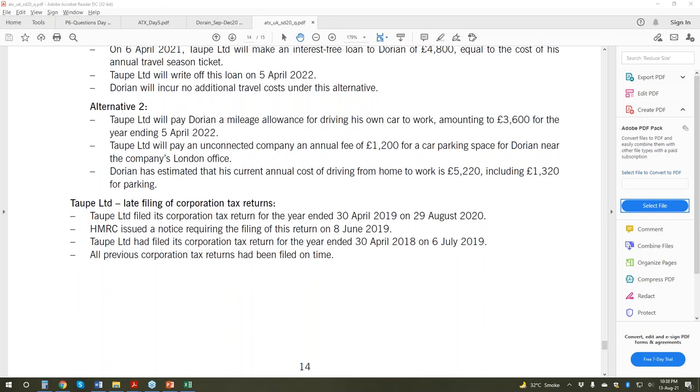And now, because it should have been submitted by 30th April 2020, but it wasn't submitted until 29th August 2020, I guess the company has filed the return more than 3 months late. So what should be the amount of penalty? Tell me in the question section. The company has filed the return more than 3 months late, but less than 6 months. What is the amount of penalty?